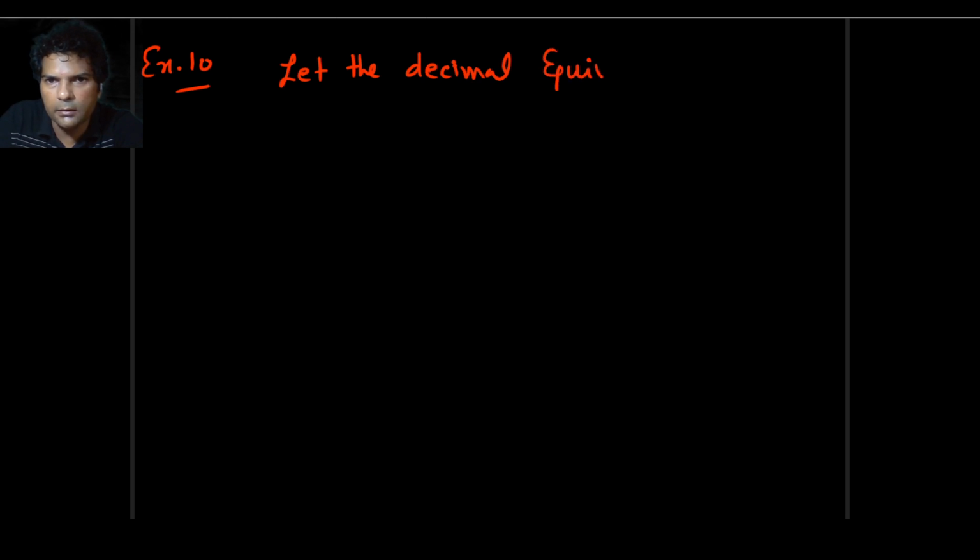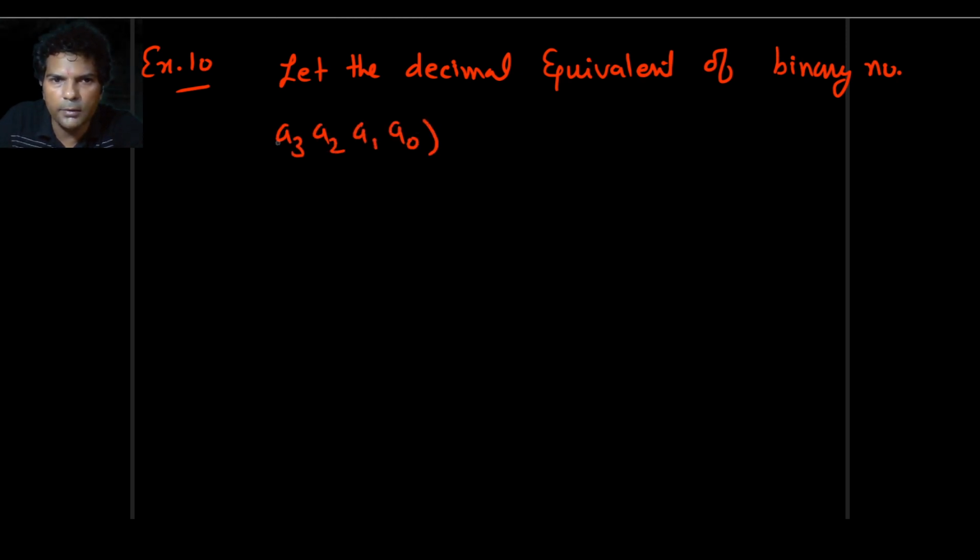Yes, so now example, I think 10 is here. Yes, example 10. This is a very important question. The question is, let the decimal equivalent of the binary number, and the binary number is A3, A2, A1, A0 base 2, be represented as capital N.